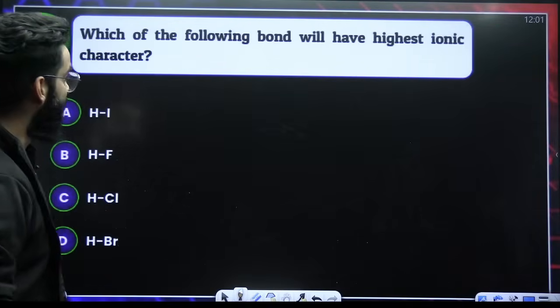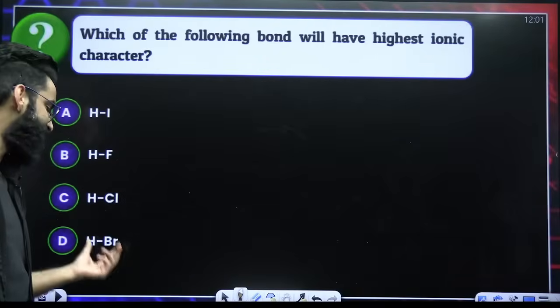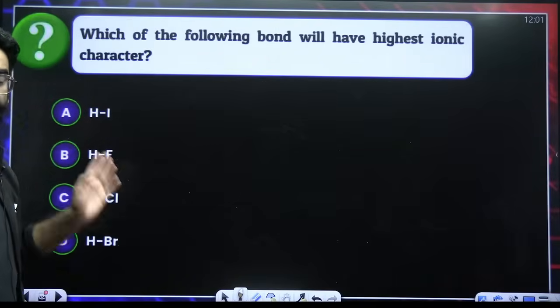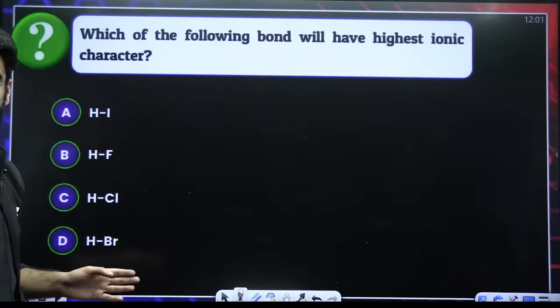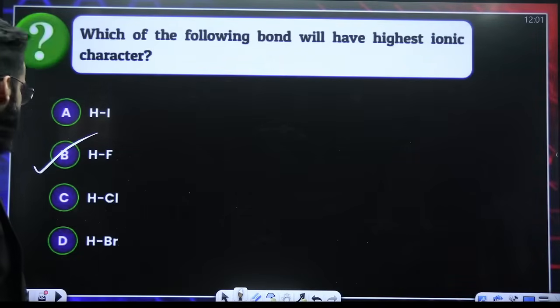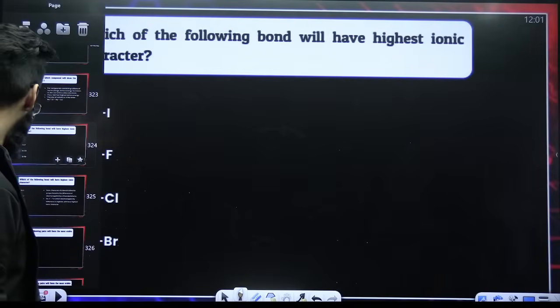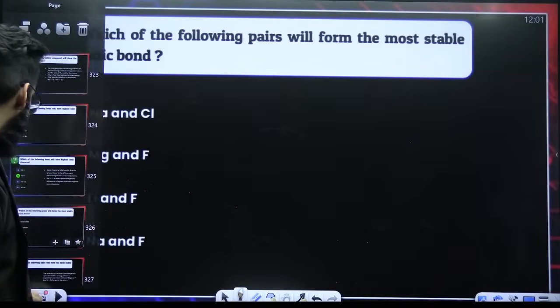What about this one? Which of the following bonds has the highest ionic character? HI, HF, HCl, HBr. Look at the electronegativity difference. Where is the electronegativity difference more? In the second one. More the electronegativity difference, more the polar nature, more the ionic character.